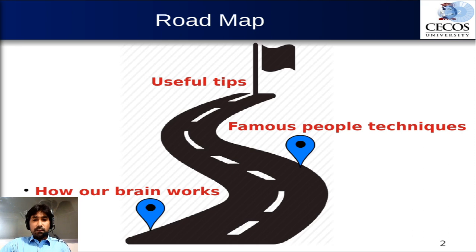Here is the roadmap for today's journey, today's presentation. To better understand how to learn effectively, it is necessary to know how our brain actually works. So we will start by studying two different modes of thinking. One mode of thinking is called the focused mode, while the second is called the diffused mode of thinking.